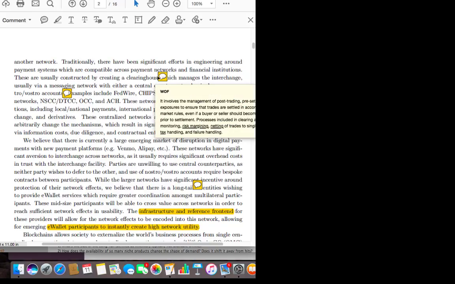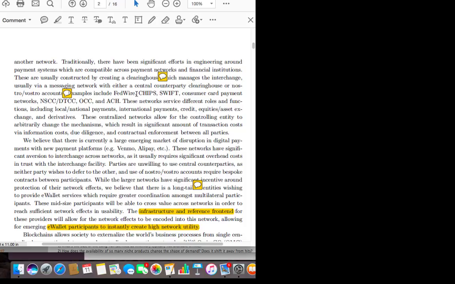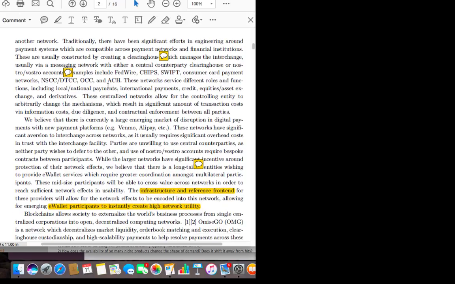And a clearinghouse is basically an entity that manages the post-trading, pre-settlement credit exposures. It monitors the risk and the netting of the trades to single positions. And they also handle tax handling and failure handling, okay? So if one party transacts with another and maybe it doesn't clear, the clearinghouse facilitates and manages that interchange via established protocols.